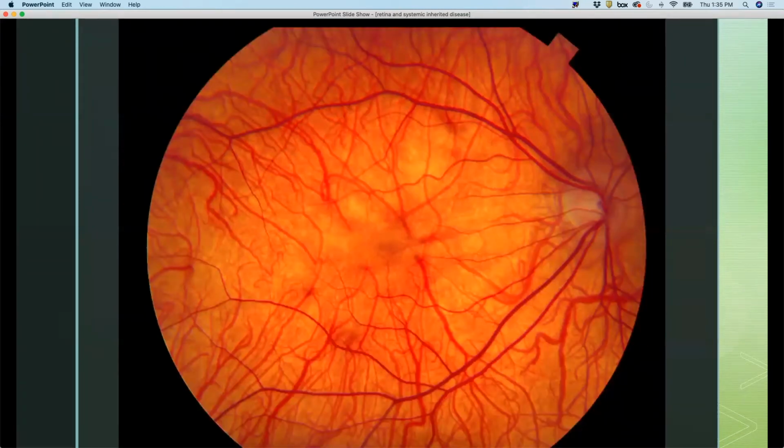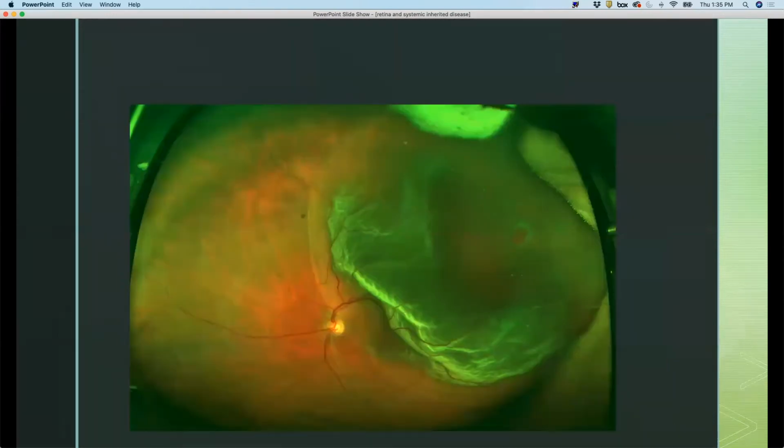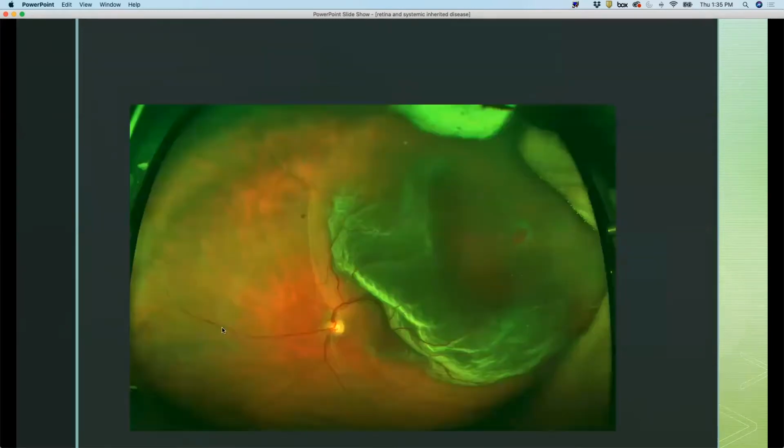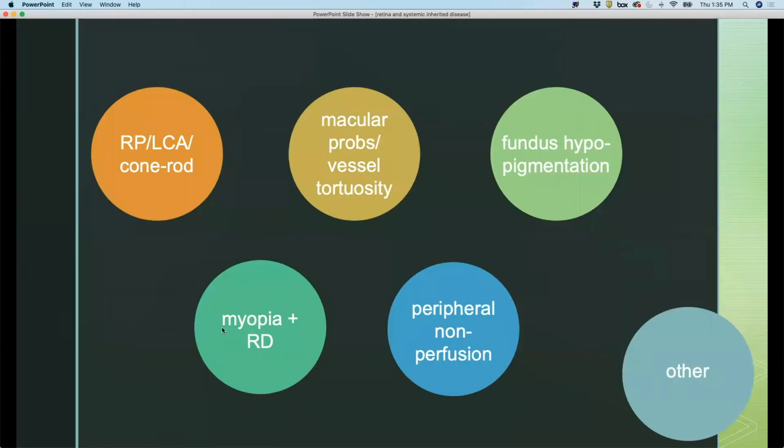Also, there's a category for fundus hypopigmentation. Another one for myopia and retinal detachment. And finally, one for peripheral non-perfusion, as you see here. So I'll just show you that overview slide again. So these are the 5 different categories, this is what the retina looks like.